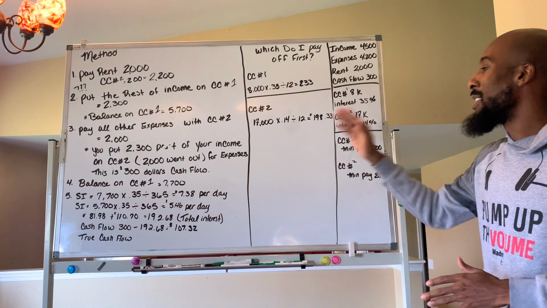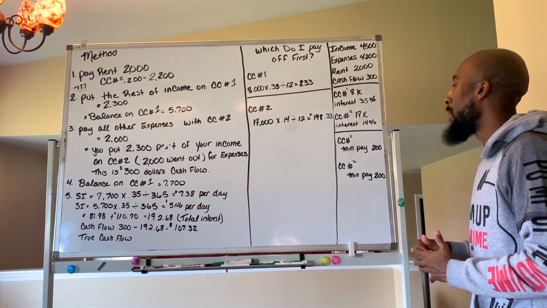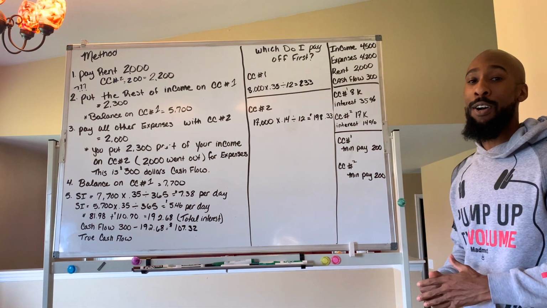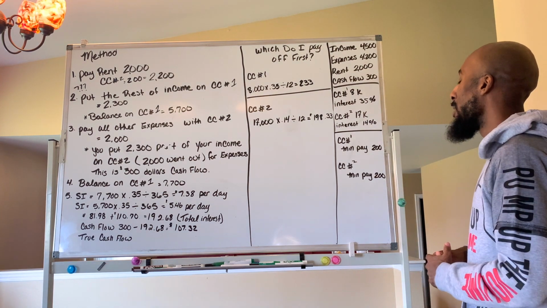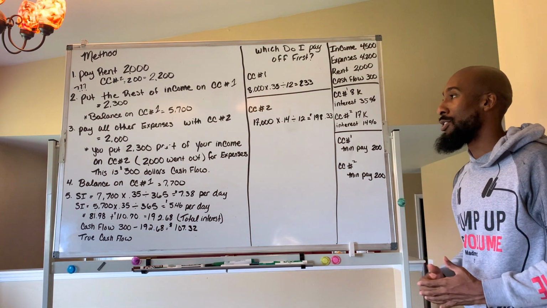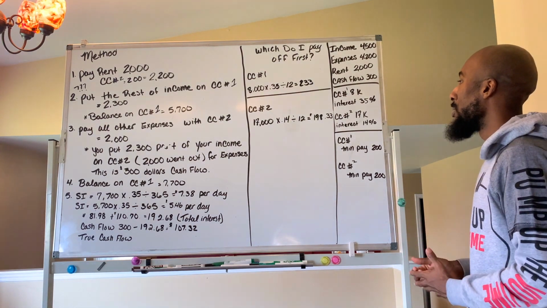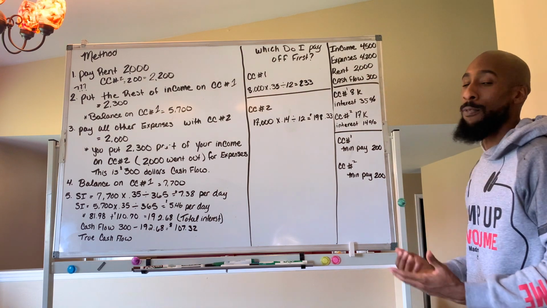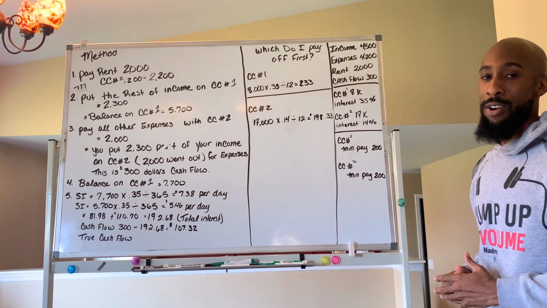For credit card number two, let's see what the interest is here. We're going to have $17,000 times 0.14 because of the 14% interest rate, and then divided by 12 because there are 12 months in the year. We're going to get $198.33 in regards to interest. So we know which card is charging us the most, and that is credit card number one. We're going to focus on using the velocity banking method on credit card number one.